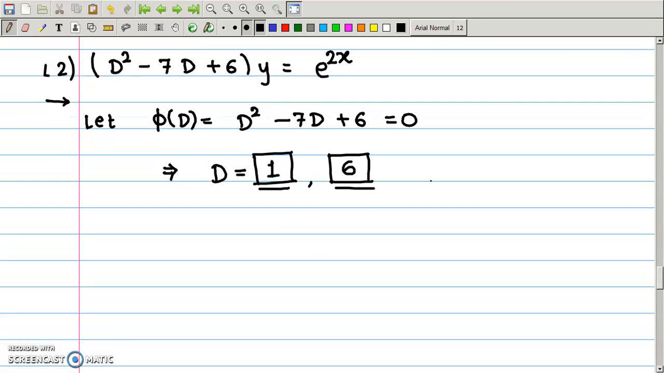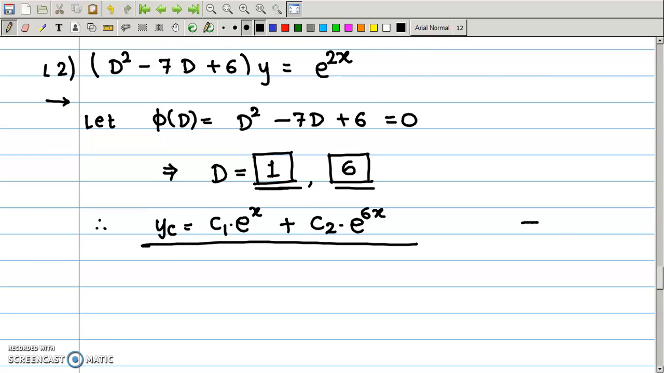If we consider (d minus 1) into (d minus 6), the product will be plus 6, and the sum, minus 1 minus 6, will give minus 7. So these will be real and distinct roots. Therefore, the required complementary function is: the first arbitrary constant for the first root, and the first root appears in the exponential function; the second constant for the second root, and the second root appears in the exponential function. So this will be the required complementary function.